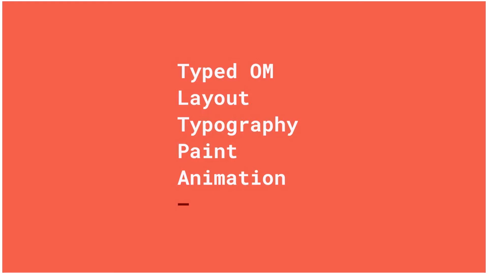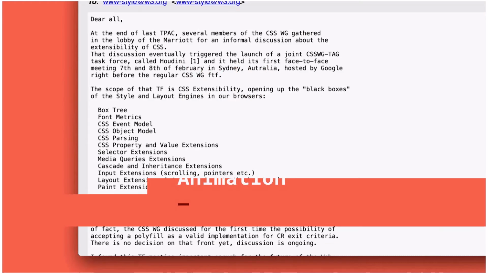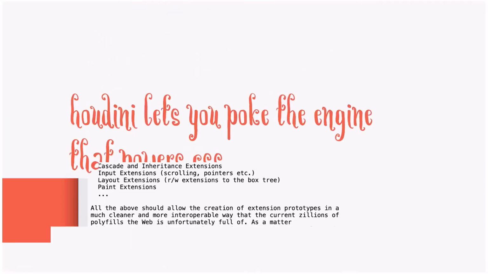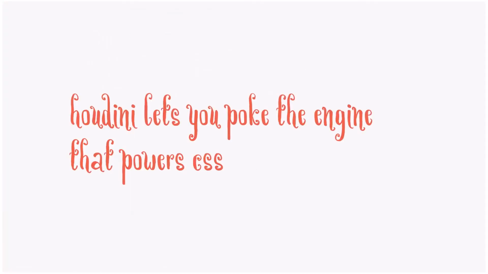So these 5 are like the first artifacts they have come up with, but there is even more on the way. If you look at the original email, you can sort of get an idea of the present and future scope of this and get hyped. So you can already see things in the works like input extensions to this current pointer. You can imagine you will be able to extend the box tree. You will be able to do new CSS selectors. It's a very exciting future. And basically, Houdini lets you poke the engine that powers CSS. And in the future, you will be able to write your own polyfills and decorations with fewer hacks.